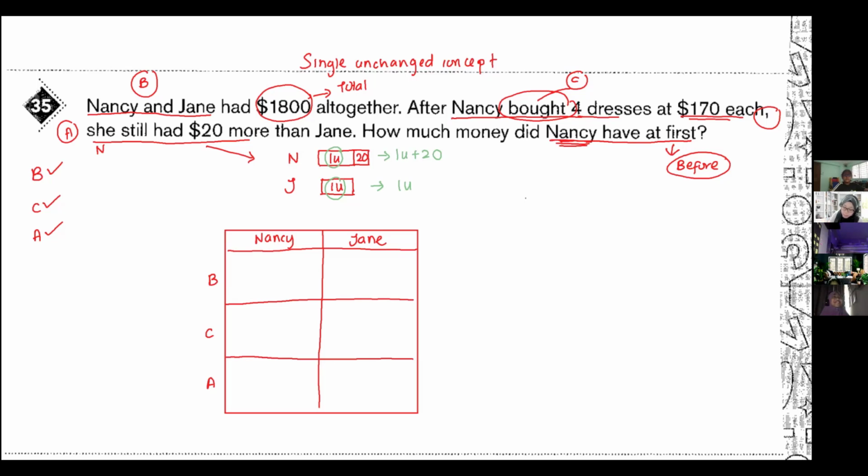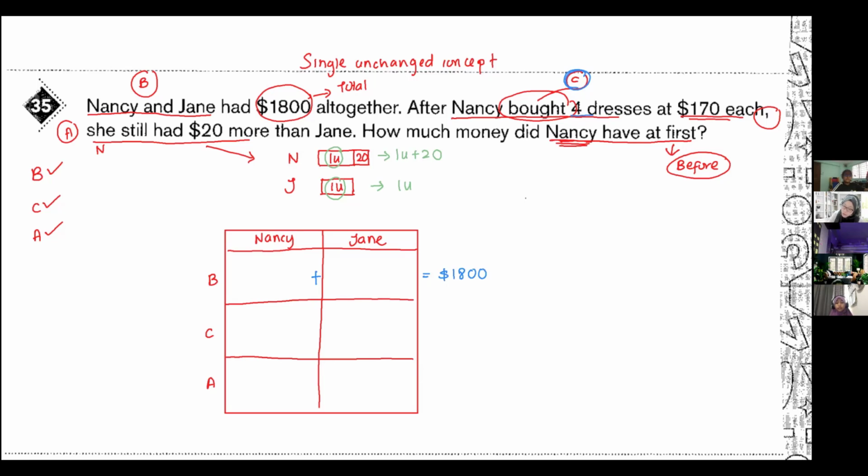Now let's look. Before, Nancy, Jane. I do not know anything from the question for before Nancy and Jane. However, I know their total, right? So I know that Nancy plus Jane equals to 1,800 in total, like that. So I put it down like that. Okay. Then after Nancy bought, so that is my change. I put a change there. Can you see the change there?